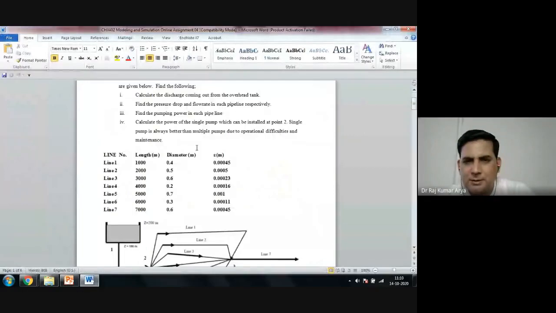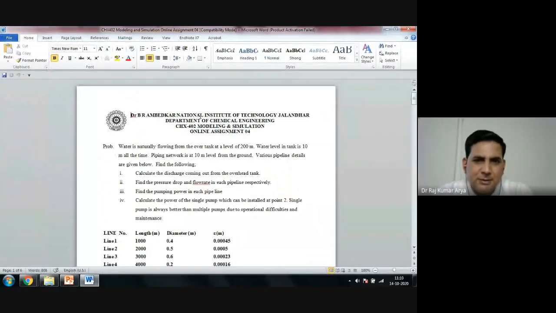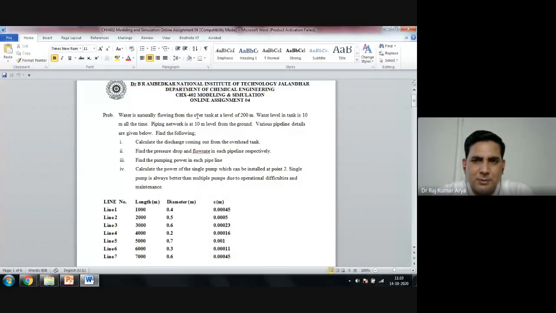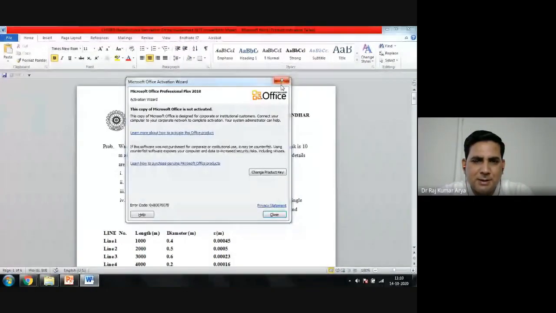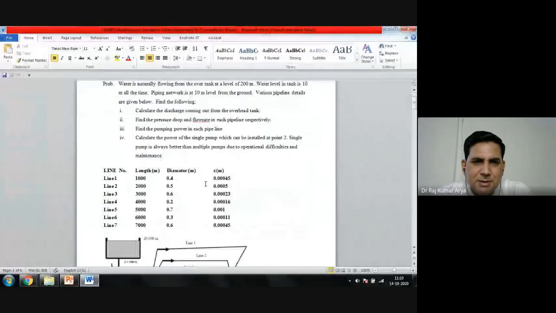So what you have here is this question. I think you will see that. Can you see this question? If water is flowing from the overhead tank at a level of 200 meter, the water level in the tank is 10 meter all the time. The piping network is at 10-meter level from the ground. Various pipeline details are given to you.